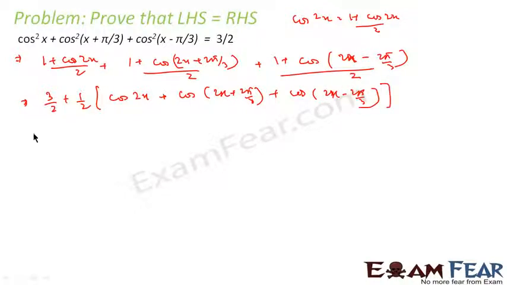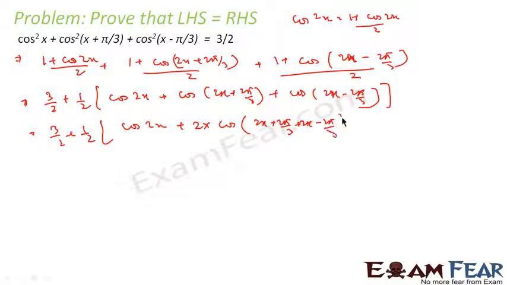This becomes 3 by 2 plus 1 by 2 into, this is cos 2x, and this is cos a plus cos b, that is 2 cos of (a plus b) by 2 into cos of (a minus b) by 2. So there we get 2 into cos of (2x plus 2 pi by 3 plus 2x minus 2 pi by 3) divided by 2, into cos of (2x plus 2 pi by 3 minus 2x plus 2 pi by 3) by 2. This is cancelled. This is cancelled.